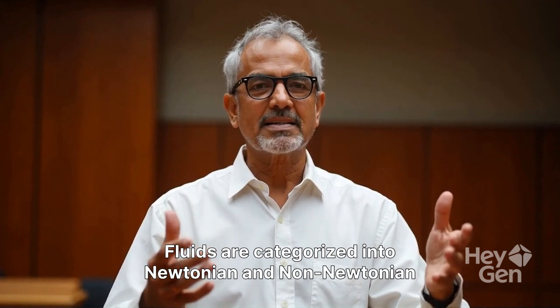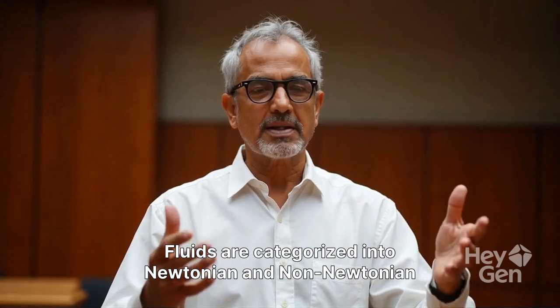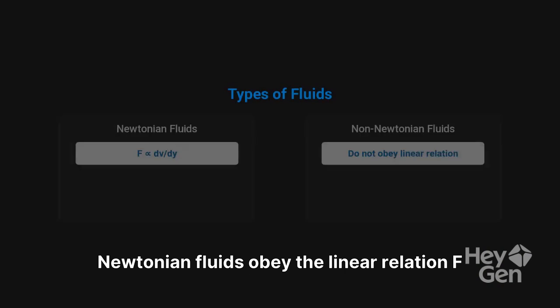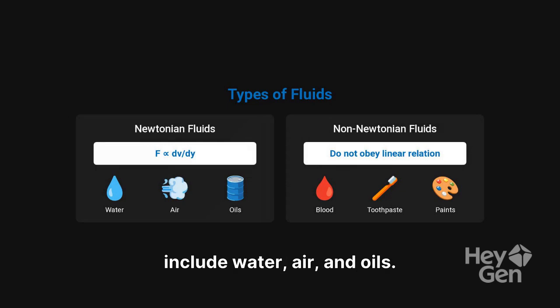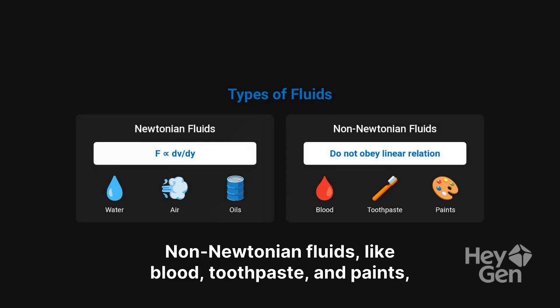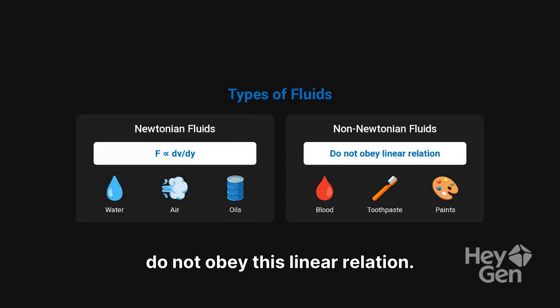Fluids are categorized into Newtonian and non-Newtonian types. Newtonian fluids obey the linear relation F is proportional to dV by dy. Examples include water, air, and oils. Non-Newtonian fluids, like blood, toothpaste, and paints, do not obey this linear relation.